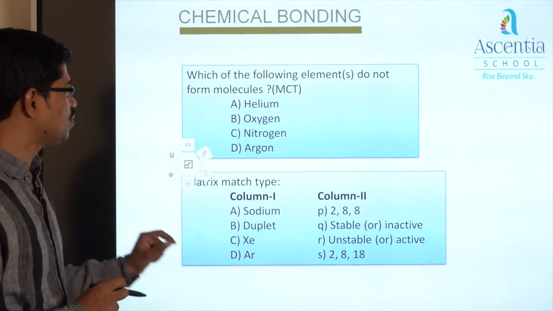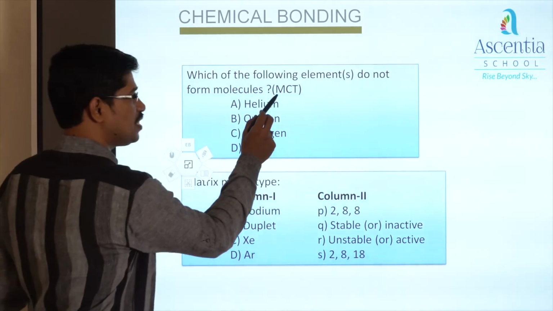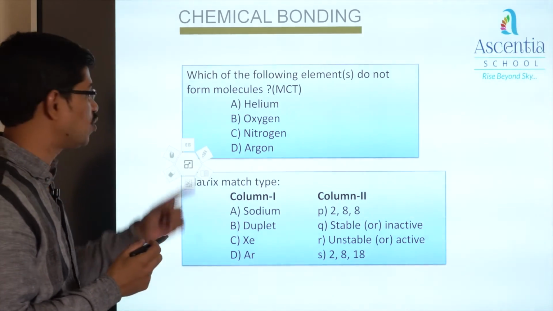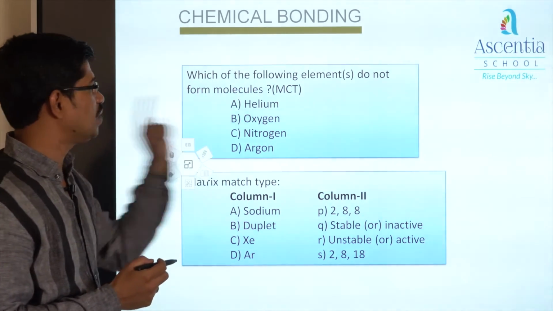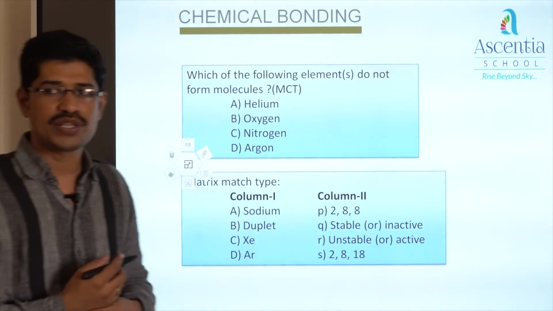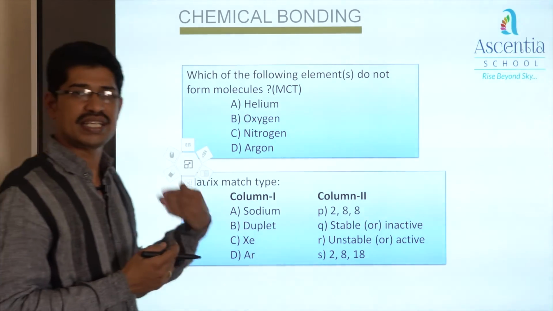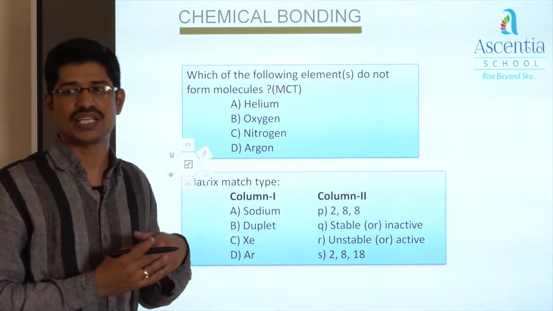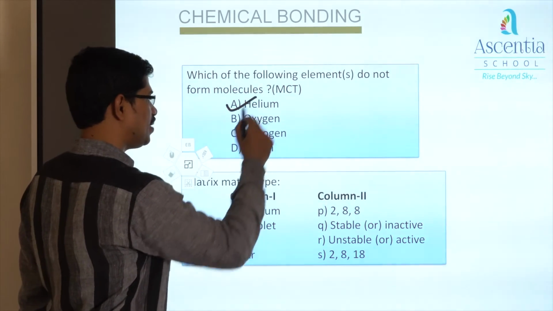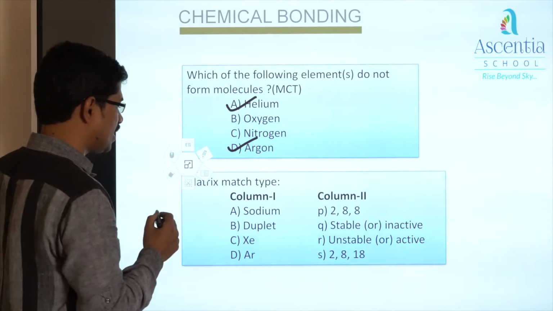Which of the following elements do not form a molecule? MCT means multiple correct type. There may be questions and there are answers, and there is more than one answer in this. Which kind of elements are not required to form a molecule? The elements which are stable by themselves. What are those elements? Inert gases or noble gases are the elements which are stable by themselves. For example, helium and argon are inert gases.